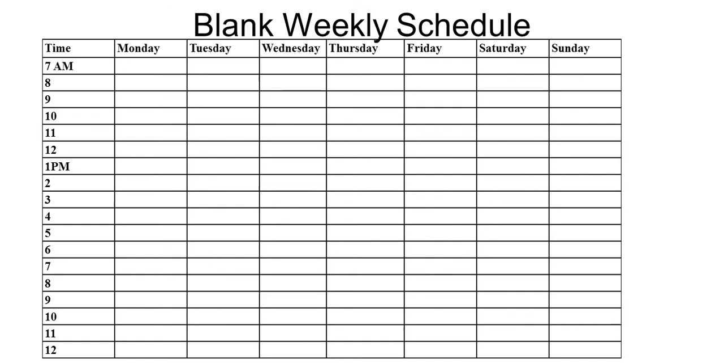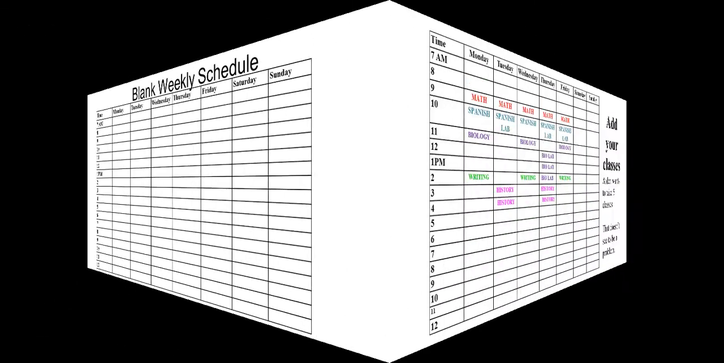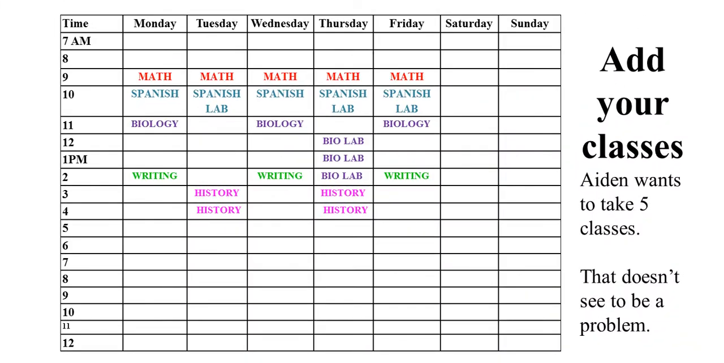First, you need a blank weekly schedule. It should have 8 columns, 1 for time and the other 7 for the days of the week. Down the left side, add your time starting with your earliest wake-up time, continuing down to your latest bedtime. And you might want to make several copies so you can make changes later. Now add all of your classes. Use colors if you like.